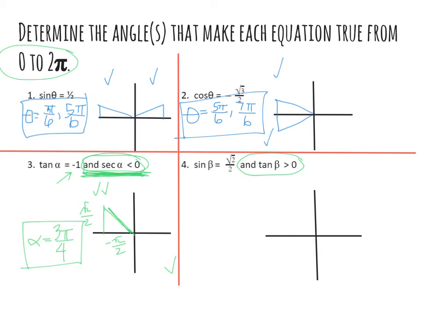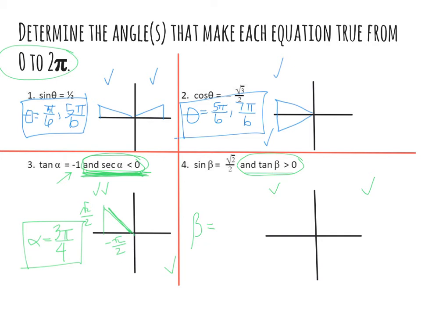Last but not least on this screen, we'll look at number 4, sine of beta, another different Greek letter that we're using for our angle, so we're looking for what beta equals. Sine of beta is root 2 over 2. This is another example where we're going to be on one of the pi over 4s, because that's where the root 2 over 2's fall. And sine is a positive root 2 over 2. So similar to the first problem, that means we have to be in either the first or second quadrants.